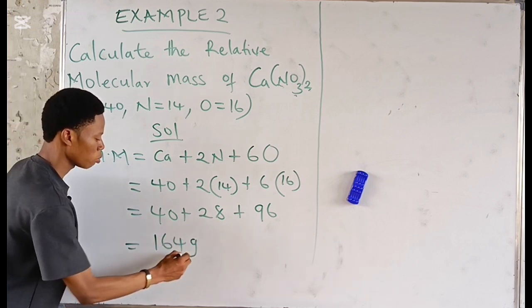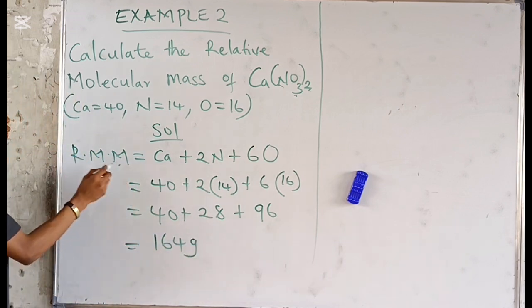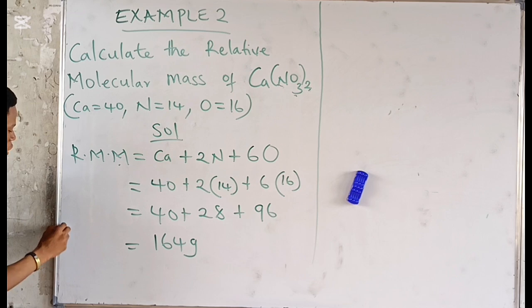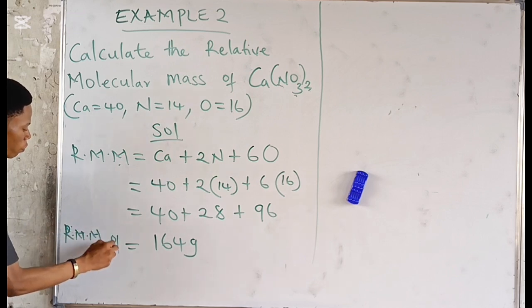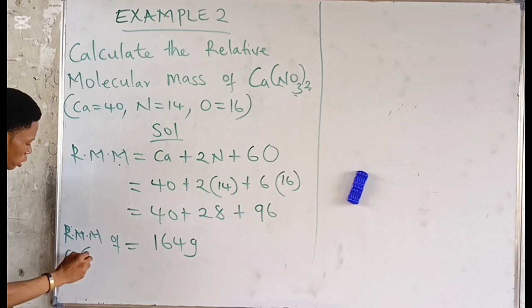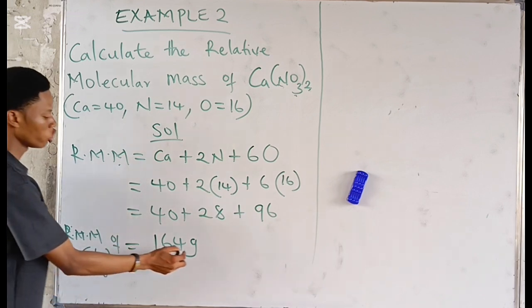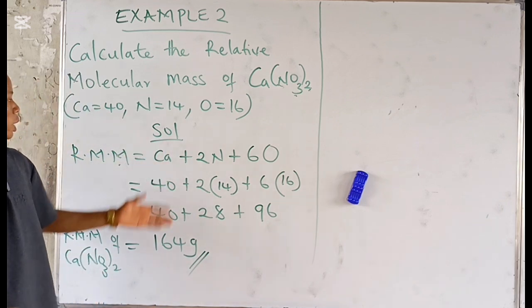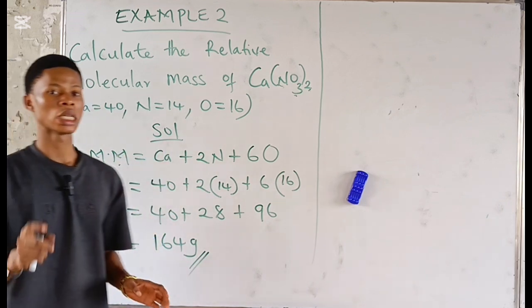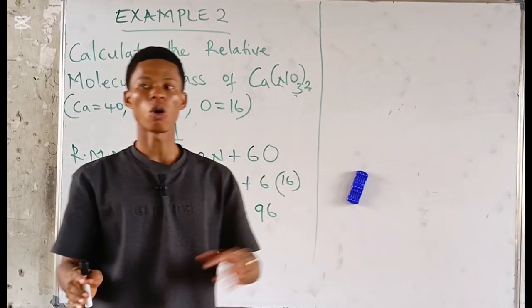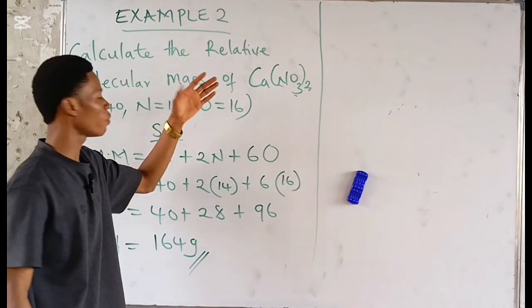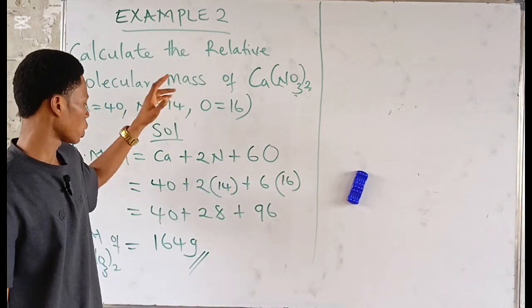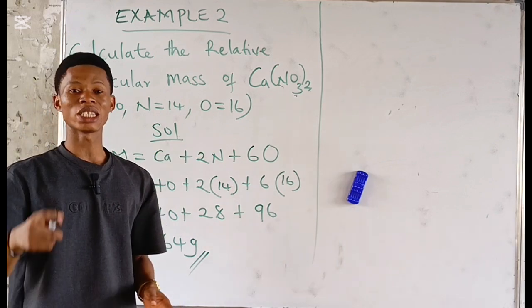But remember, I told you the unit is in grams, because we are talking about mass here, relative molecular mass. Hence, the relative molecular mass of this is 164 grams. So with these 2 examples, you can see how to calculate the relative molecular mass of any compound. So using the first example and the second example, you can always calculate the relative molecular mass of any compound.